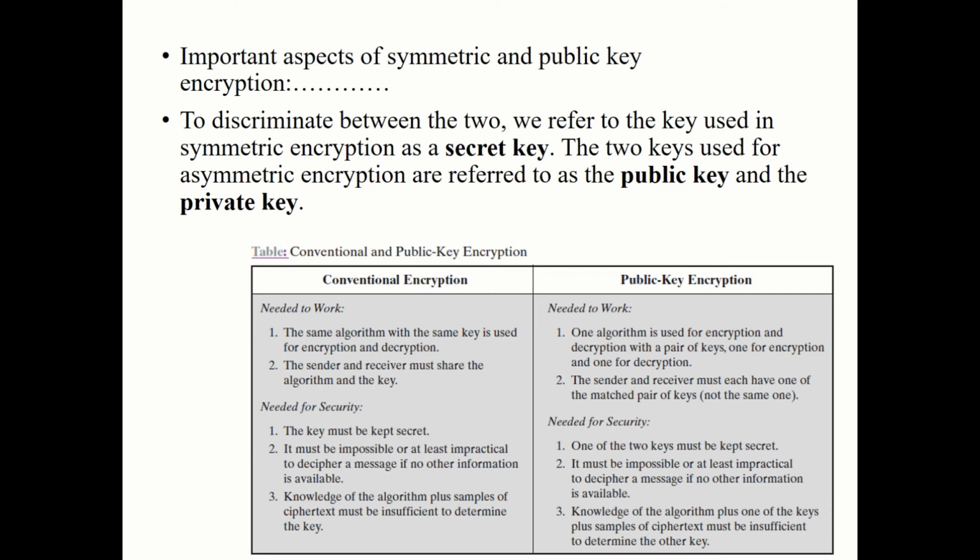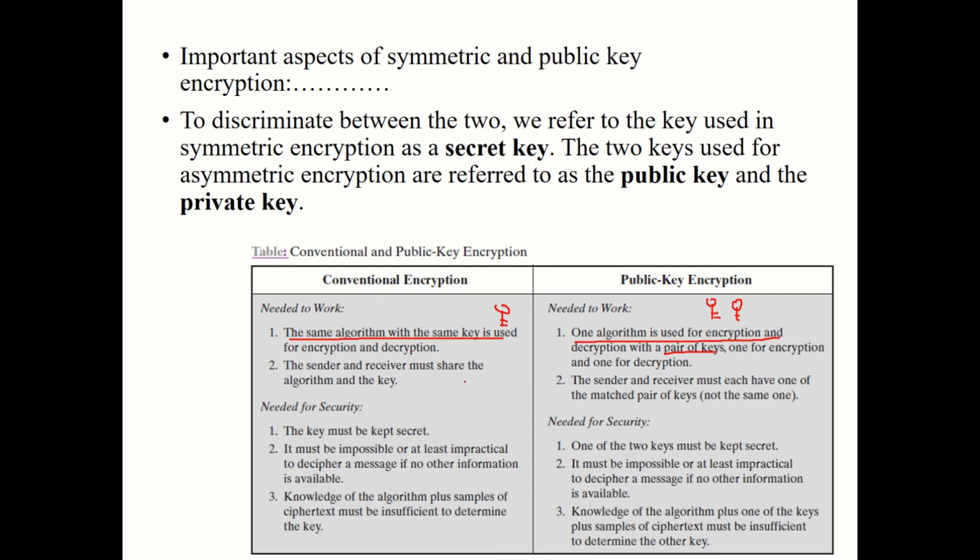Now this is the difference between symmetric and asymmetric encryption, which is the conventional encryption and the public key encryption. Let's compare between them. In the conventional, we use the same algorithm and the same key for encryption and decryption. But in the public key encryption, the same algorithm is used for encryption and decryption, but we use what? We use 2 keys, one for encryption and one for decryption. So here you have 2 keys but here you have one key only, and of course they're using the same algorithm.